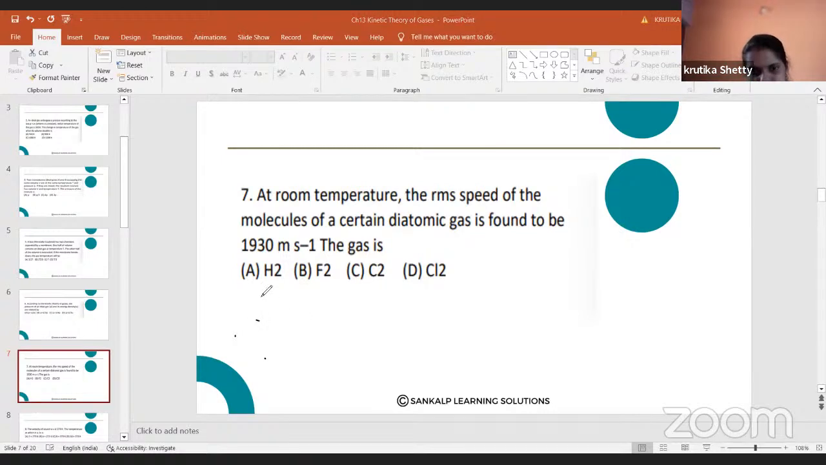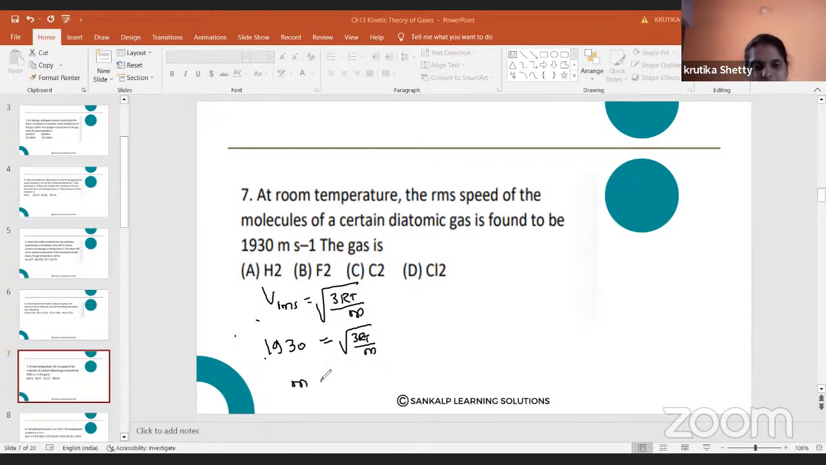So here VRMS is equal to under root of 3RT divided by M. The VRMS value is given as 1930. So this is equal to under root of 3RT divided by M. What I'll do is square this equation on both sides. If I square on both sides, the square root cancels. So I require M, we need M.